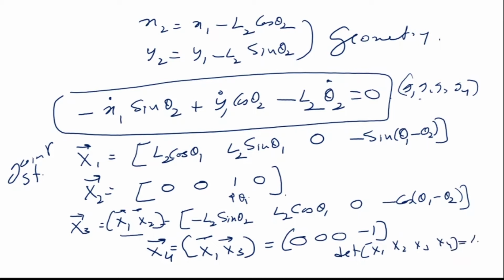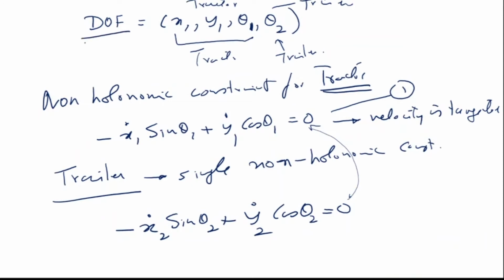Now if I find the determinant of x1, x2, x3, and x4, we find that it is equal to L squared, which is not equal to 0, which means that these are independent vector fields. Because there are four independent vector fields, the dimension of CLA is equal to 4. The degrees of freedom is also 4: x1, y1, theta 1, theta 2. So the dimension of CLA is equal to the dimension of C space, which means the system is fully controllable.